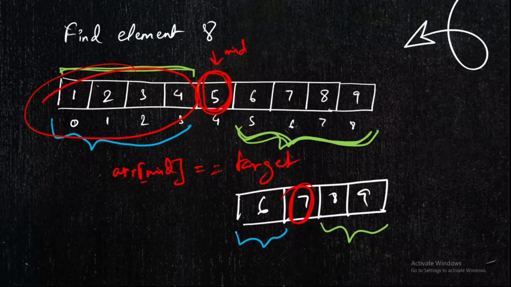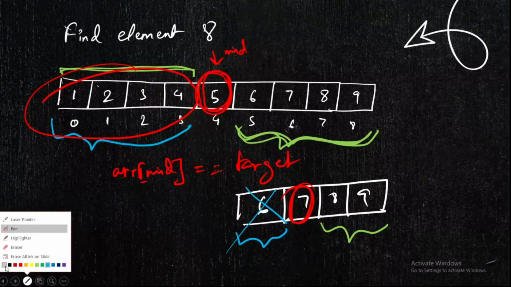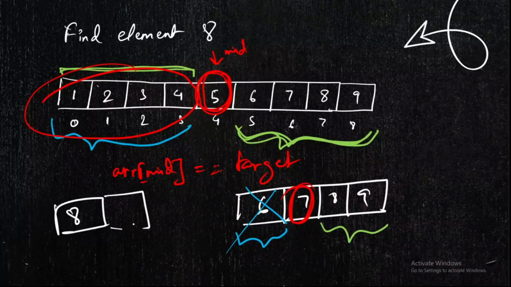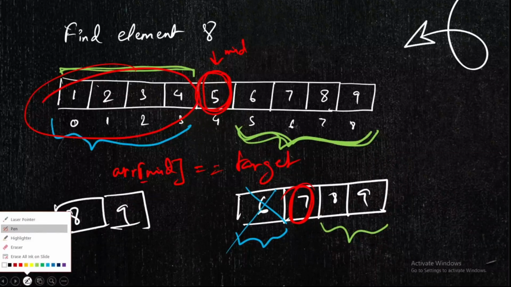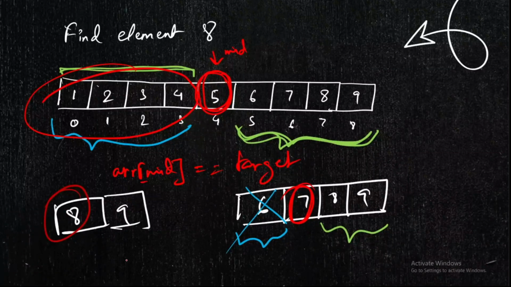Yes, obviously the green side, because 8, that is our target element, is greater than 7. So on the right side of the 7, our element can be present, that is greater than 7. So we obviously need to go to the right side. So we omit this again, and our new array becomes something like this: 8 and 9. And at this point, the mid falls at 8.